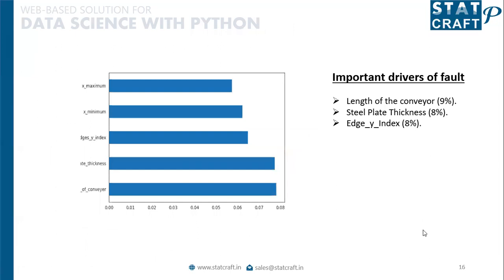This is the output of StatCraft. As I was just saying, length of conveyor accounts for 9%, steel plate thickness accounts for 8%, and edge variable accounts for 8%. So some of the important drivers of fault are being listed here.